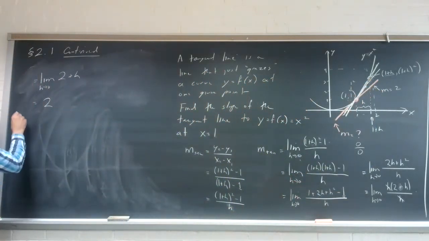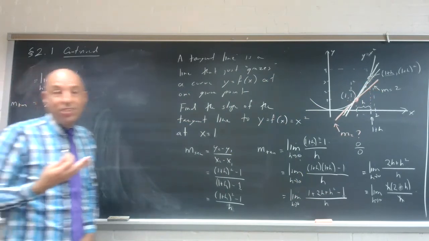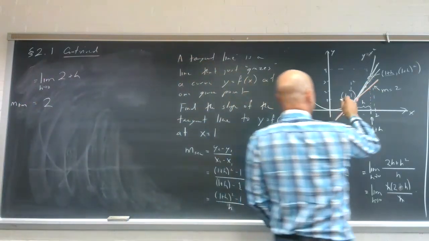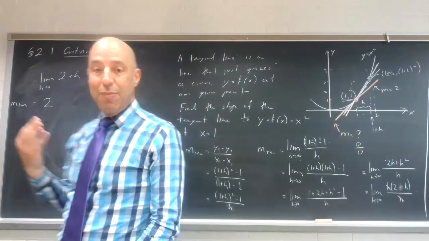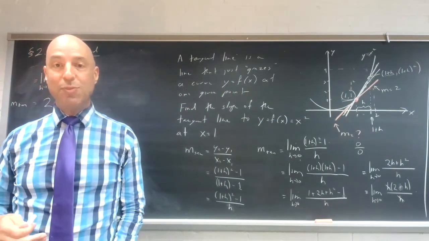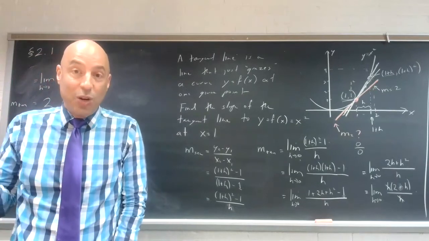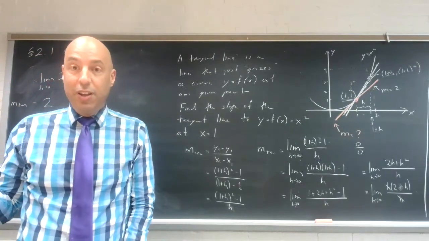So our tangent line has slope 2. If I want the equation of the tangent line, now it's easy because I have a point on the line, I have a slope, I can go, y minus y1 equals m times x minus x1 if I want the equation of the line. Now that I worked out the slope, that's the hard part. I can do it.